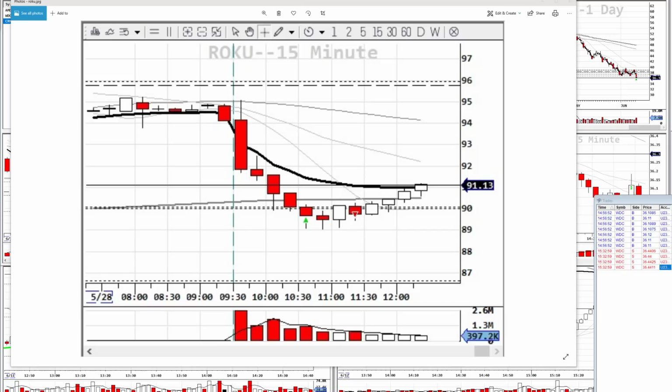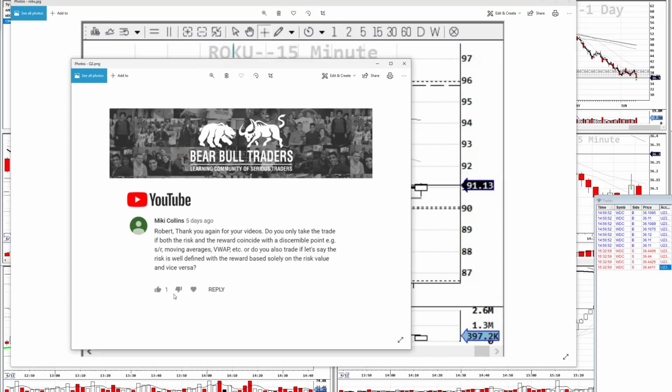And this kind of comes back to a question Mickey had here. Mickey Collins says, do you only take the trade if both the risk and reward coincide with discernible points, moving averages, support resistance, VWAP, etc.? Or do you also trade if, let's say, the risk is defined?